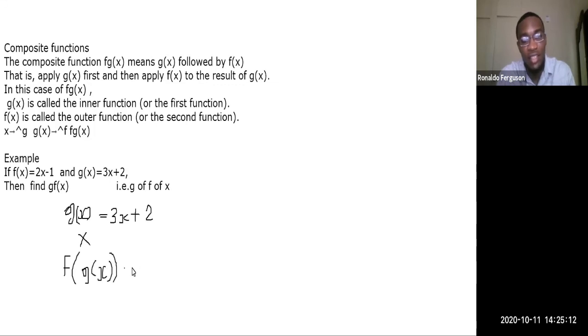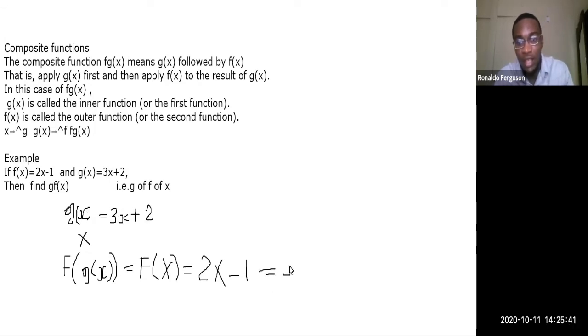F of g of x is really like we have f of this big X. And f of this big X will be equal to 2 times the big X minus 1. But then what is this big X? This big X we said is g of x, and g of x is 3x plus 2. And so f of g of x is 2 times 3x plus 2, minus 1.